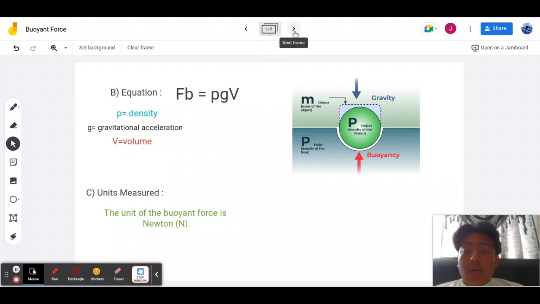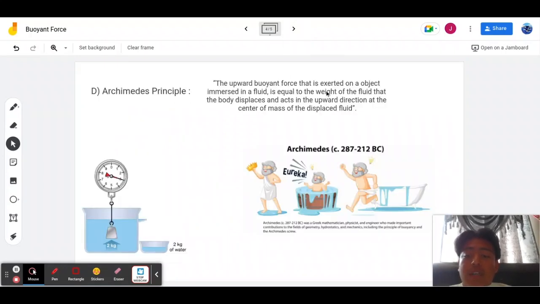Next, you may ask yourself, where do we get buoyant force? Where does it all come from? Well, thanks to a scientist named Archimedes and his principle. He said that the upward buoyant force exerted on an object immersed in a fluid is equal to the weight of the fluid that the body displaces, and acts in the upward direction at the center of mass of the displaced fluid.